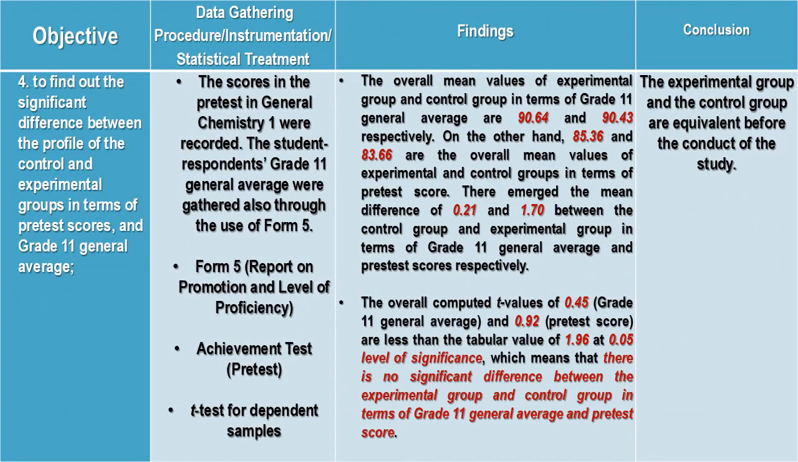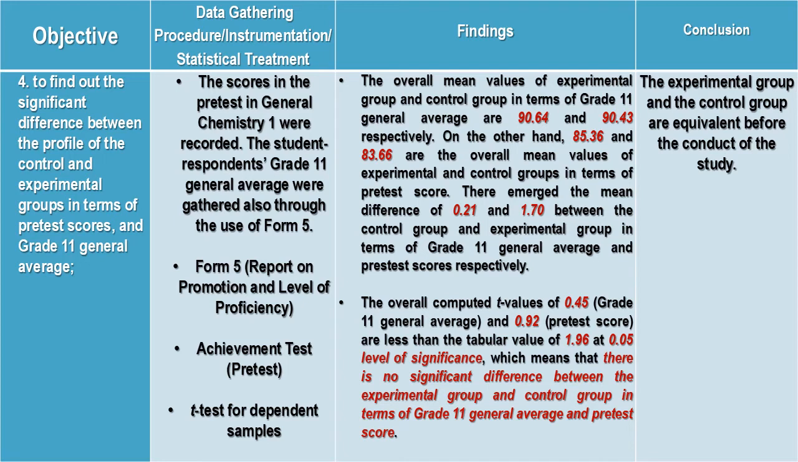The fourth one, to find out the significant difference between the profile of the control and experimental groups in terms of pretest scores and general average for grade 11. So this was used in order to determine if there is no differential selection among the participants to avoid biases. So for the instrumentation, the researcher used the achievement test, and t-test for dependent samples was used after the scores in the pretest were recorded.